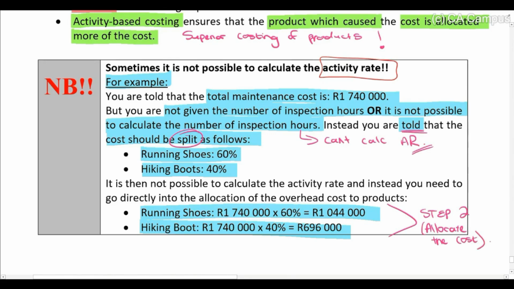So don't stress if you don't have enough information and it's not possible to work out the rate. Don't worry about working out the rate. Jump directly into step 2 and just apportion the cost between the 2 different products. And that ties back obviously to my total cost. We've just split the cost between the 2 using the information provided. So read the question. If you can calculate an activity rate, first calculate the activity rate, then apportion it between the 2 products. If you can't calculate an activity rate, you can directly go into step 2 and just apportion the cost between the 2 different products.